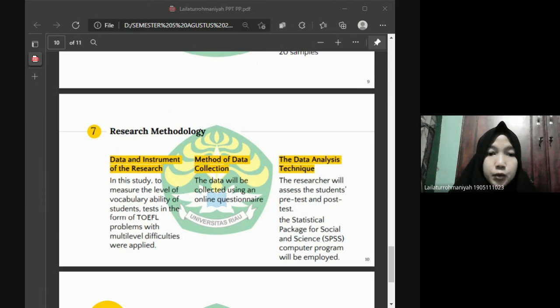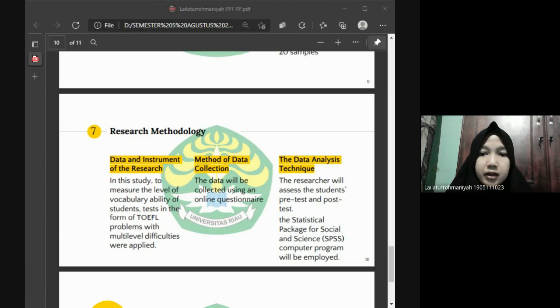The researcher will share TOEFL tests. The research adopted 40 questions from Deborah Phillips' book entitled Longman Complete Course for the TOEFL Test, Preparation for the Computer and Paper Test. And then there is the method of data collection.